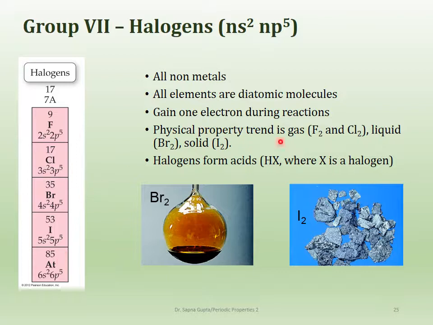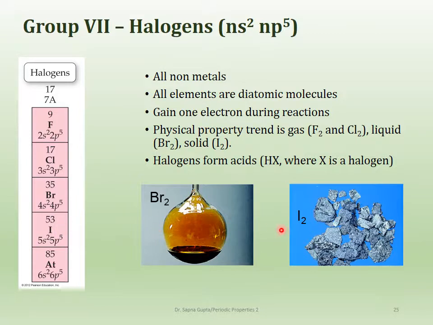They all gain one electron, as we know from forming compounds. The physical property is a very interesting thing for halogens. We start with gases for fluorine and chlorine, so both of these are gases. By the time you come to bromine, it is a liquid, and then iodine is a solid. Now you've dealt with bromine in one of the labs, and you've also dealt with iodine, and that's a solid.